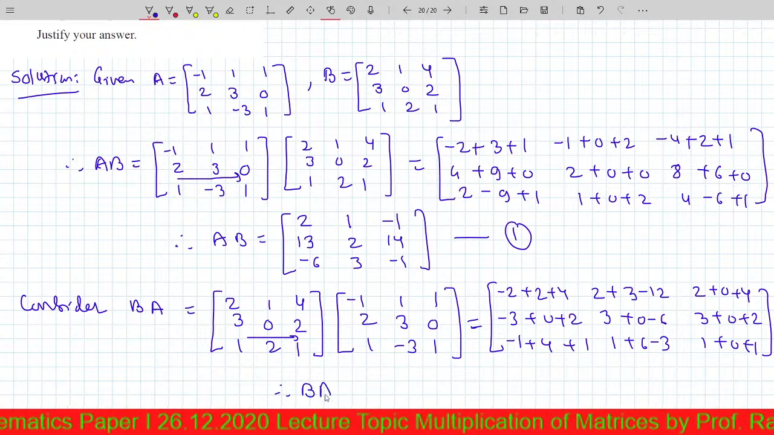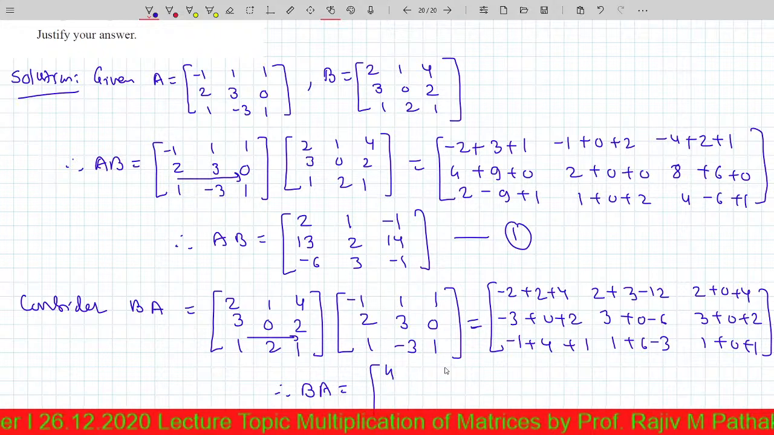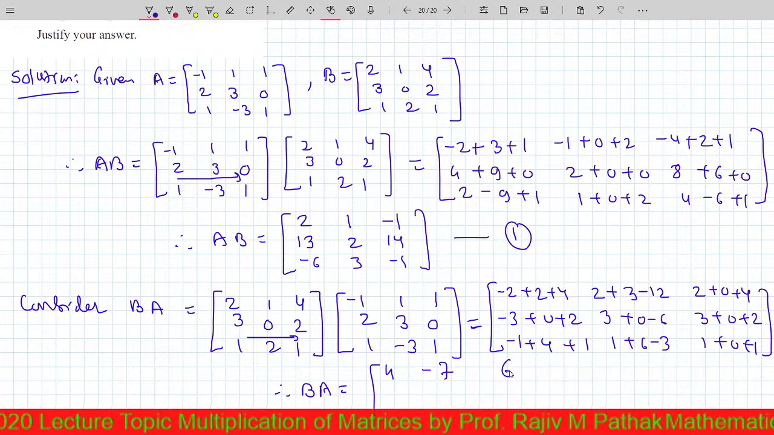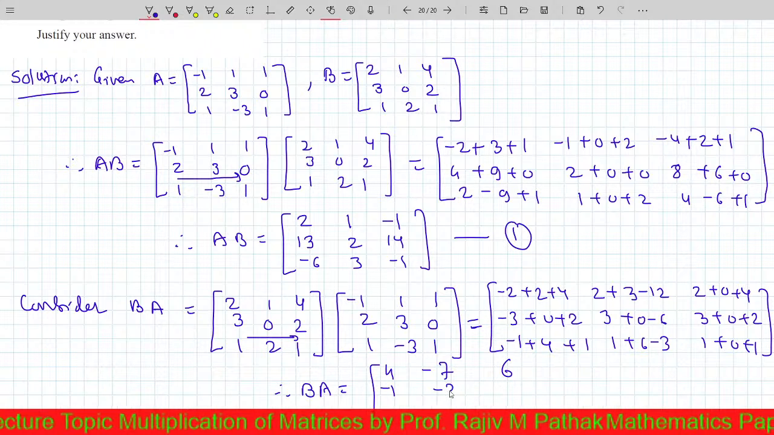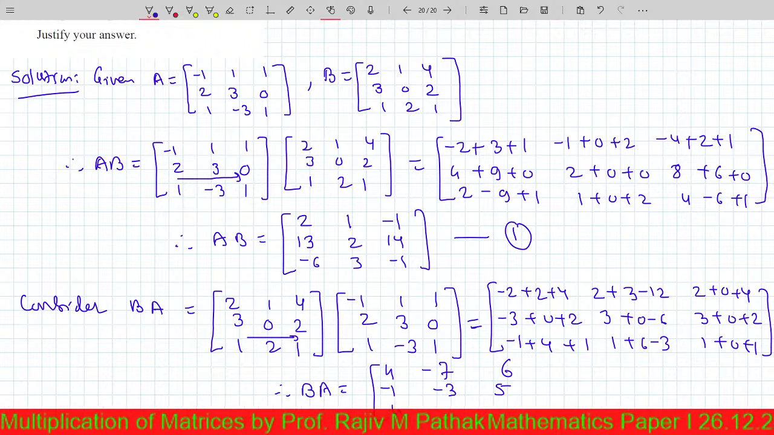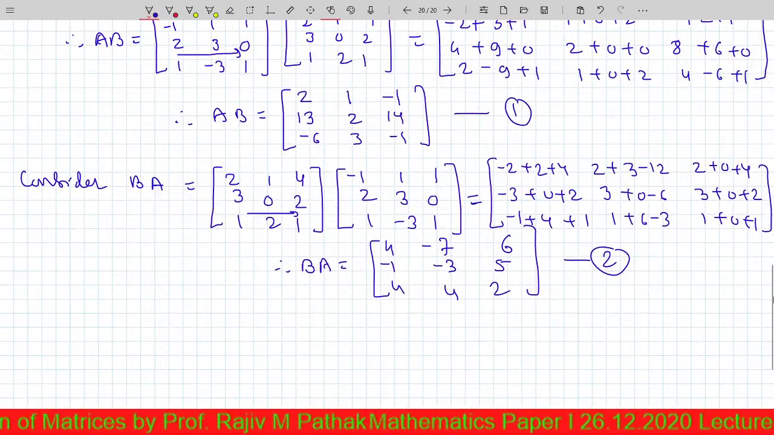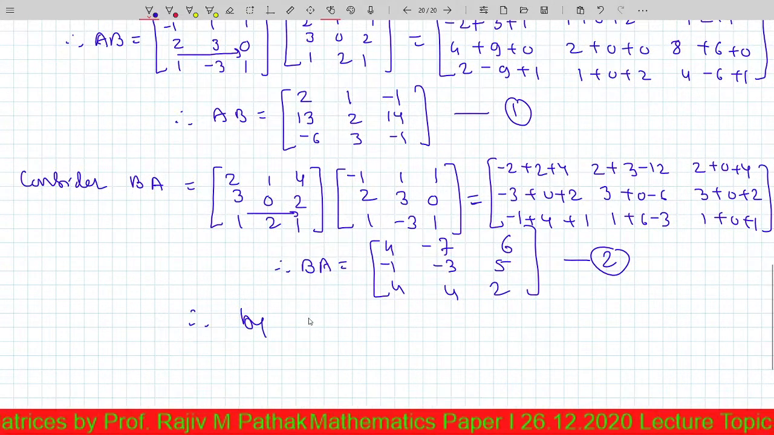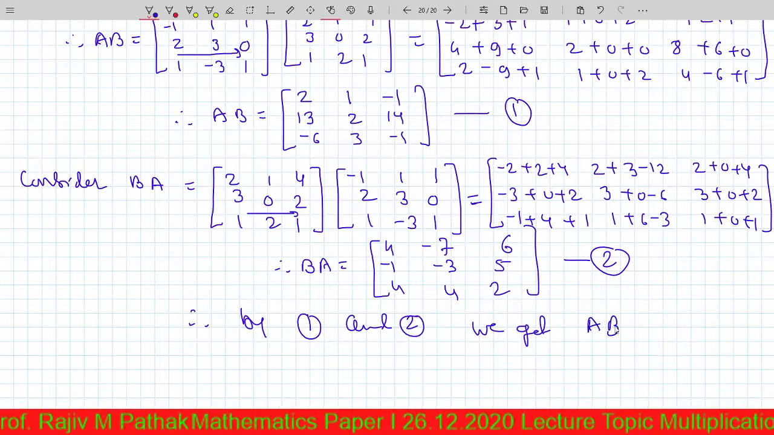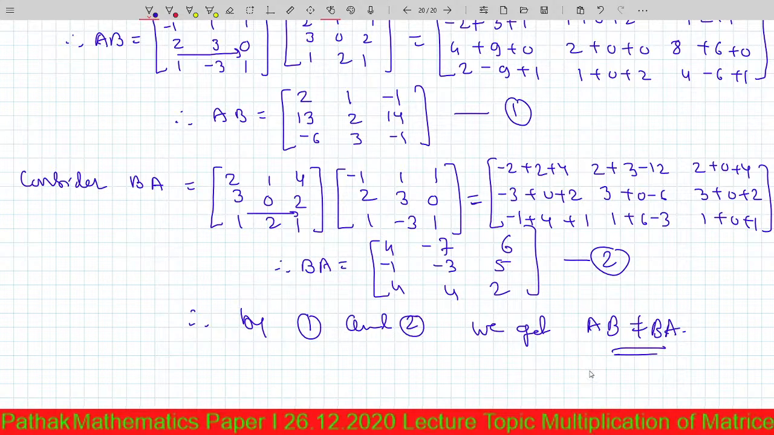So BA is equal to 4 plus 2 is 6, 6 minus 2 is 4. Then this is minus 10 plus 3 is minus 7, 6 minus 1 minus 3, 5, 4, 4, 2. So what we observe from 1 and 2, the matrices are unequal. Okay, so by 1 and 2 we get AB is not equal to BA. This is the conclusion. Okay, is it clear?